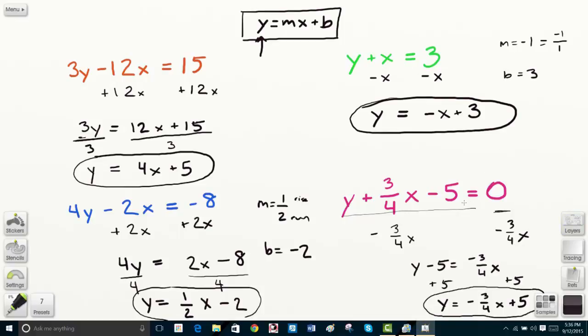Which will give us a value for m of m equals negative 3/4, which would be a rise, or really it will sink, right, by negative 3 and a run of 4. And my b, or my intercept term, will just be positive 5.